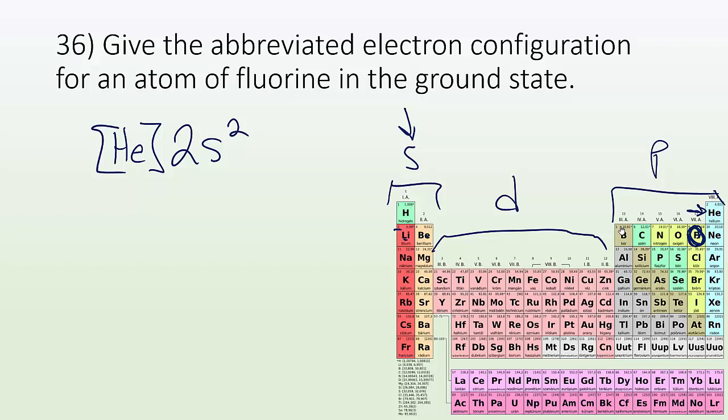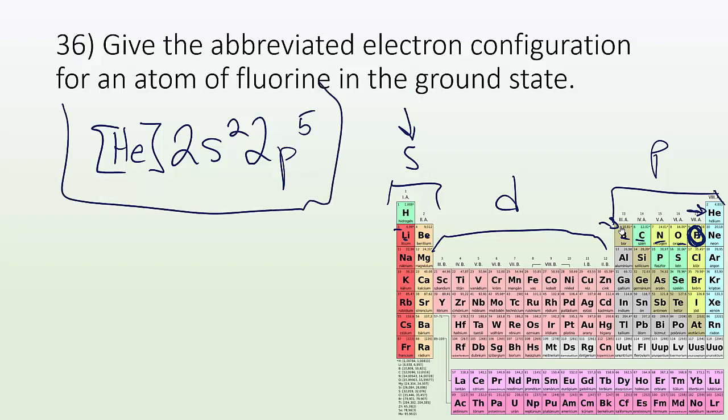Now I got to jump over this big gap and go to the P. Again, second energy level, this time in the P block, so it's a P sublevel, and I got to go 1, 2, 3, 4, 5. So it's going to be 2p5, and that is my abbreviated electron configuration.